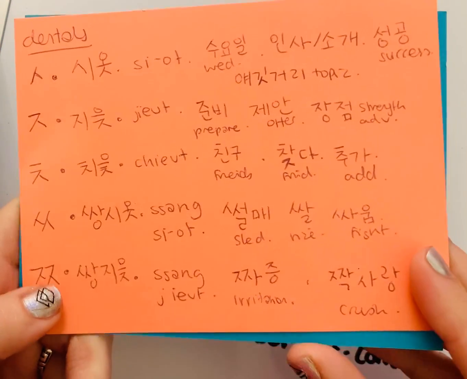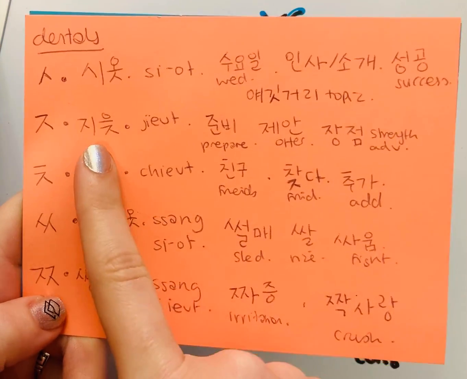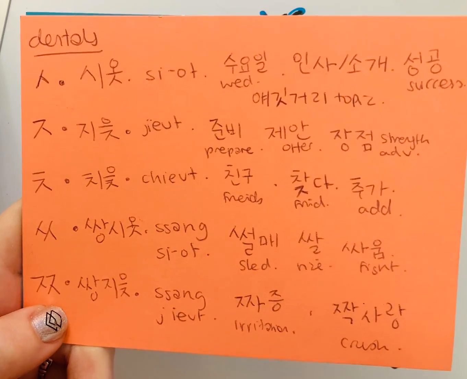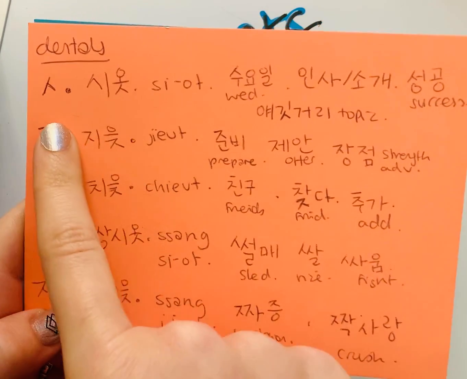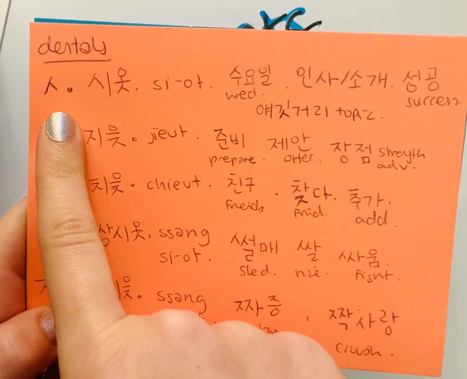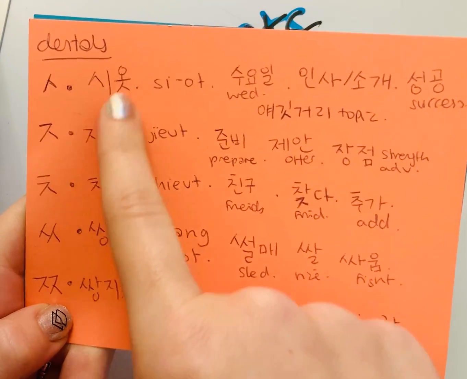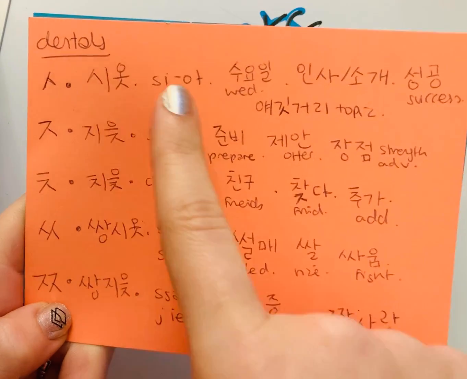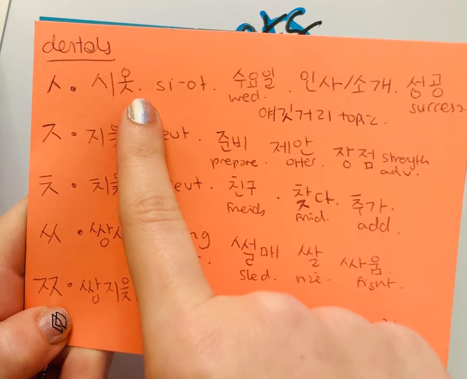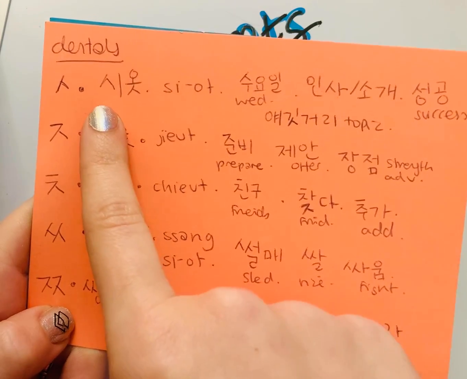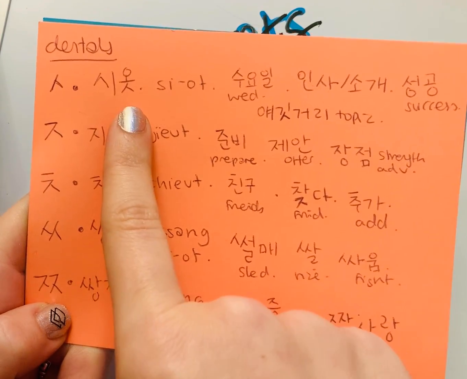Then, I know there are a lot for this one. We have all of the dentals. So dental, tongue against the upper front teeth. The first one is an S or a T sound, depending upon where it comes in a word. So you can see here, if it comes first, we have an S, like she. And then you can see here, based on romanization, it becomes a T at the end. Ot, she ot.